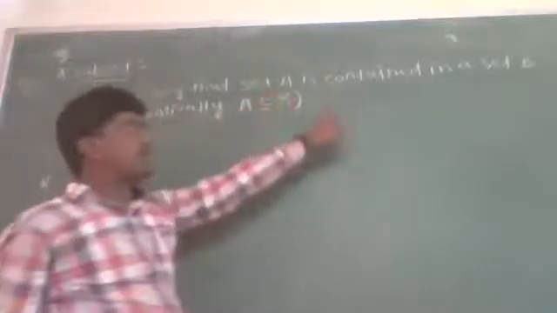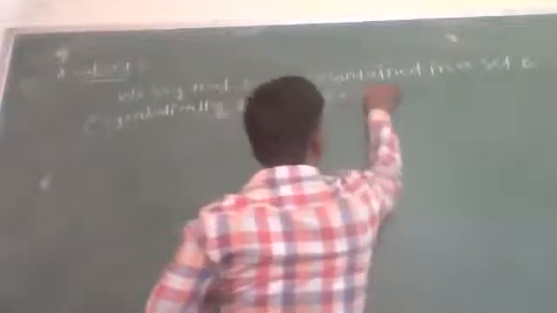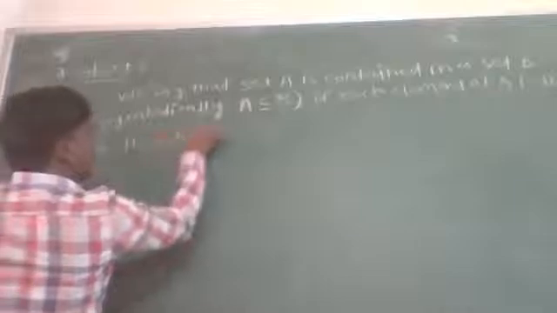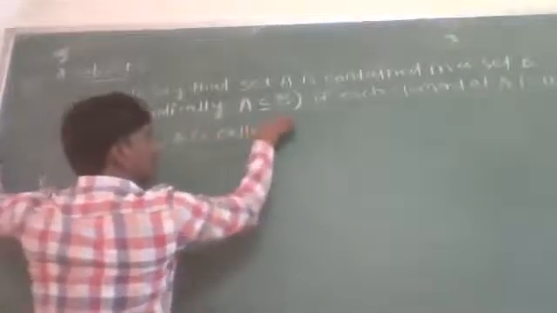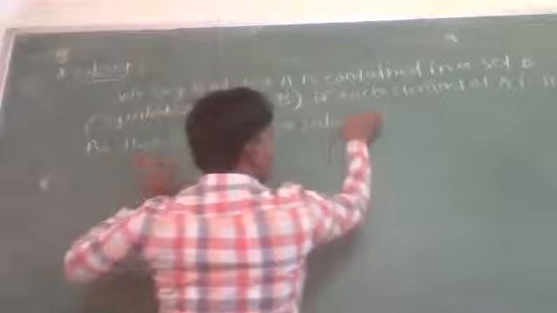A set A is contained in a set B if every element of set A is in B, then A is called a subset of set B. If every element of set A is an element of set B, then A is a subset of B.